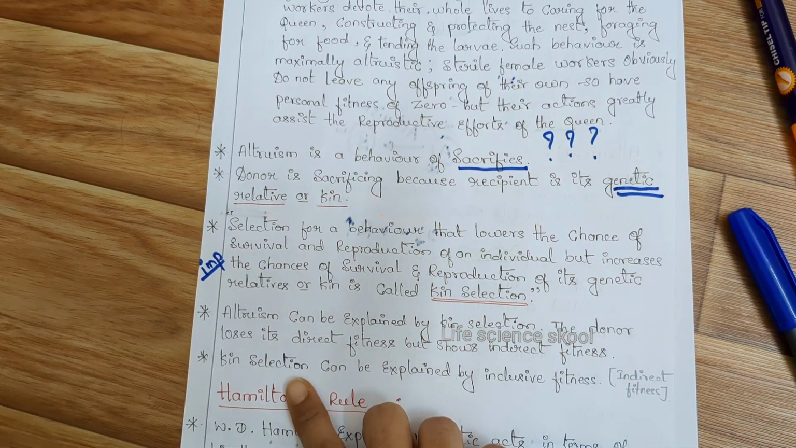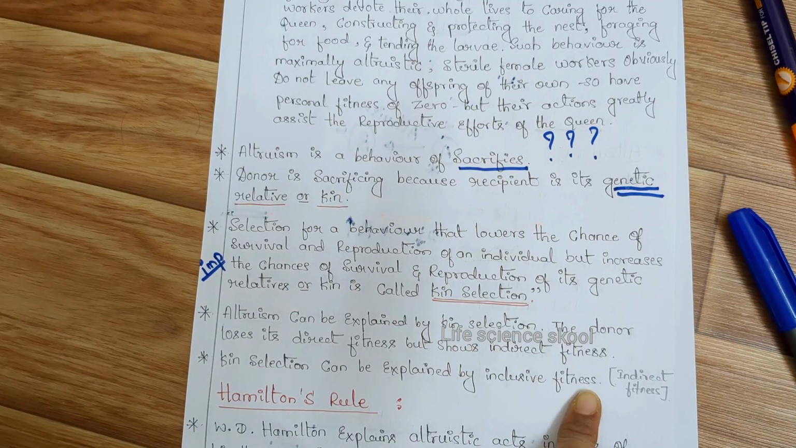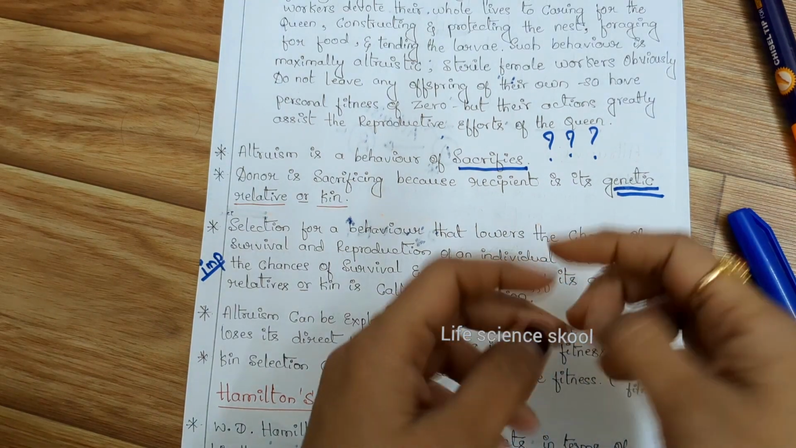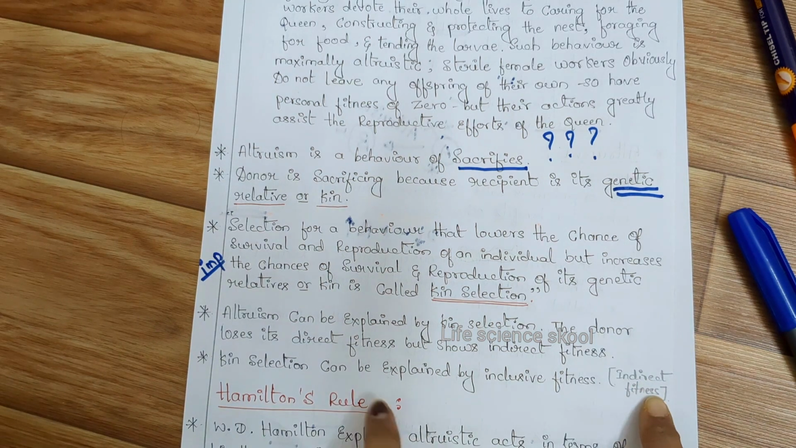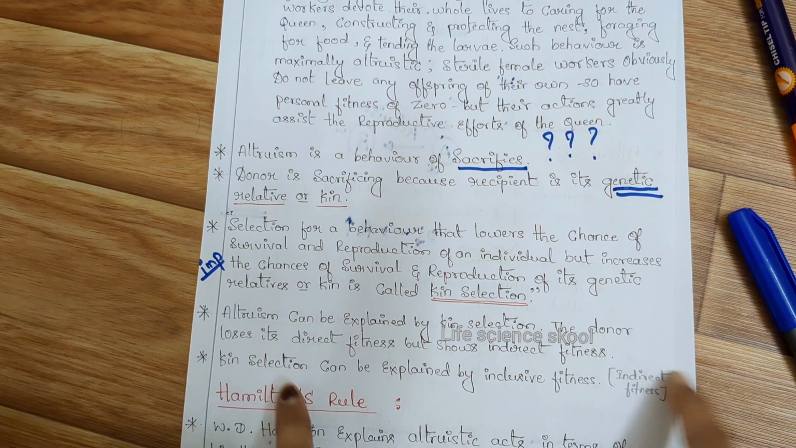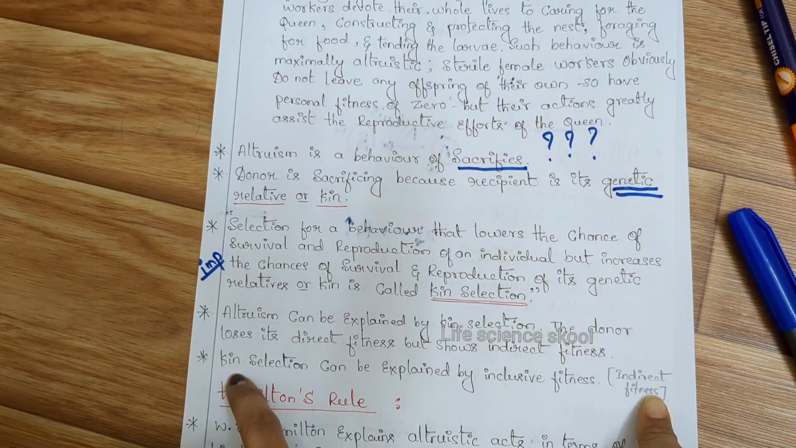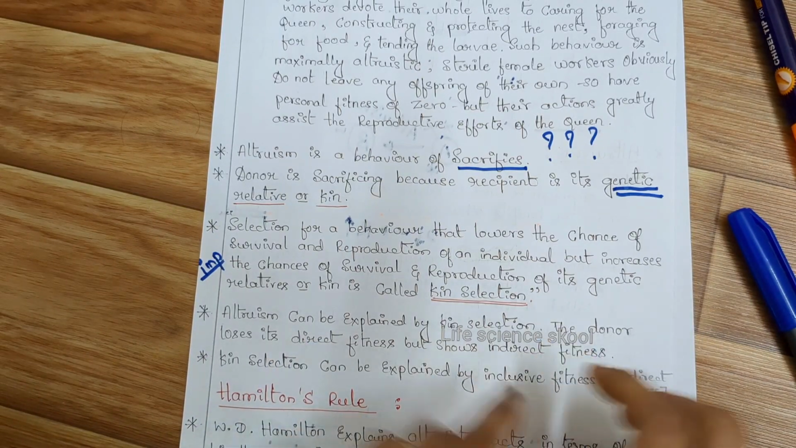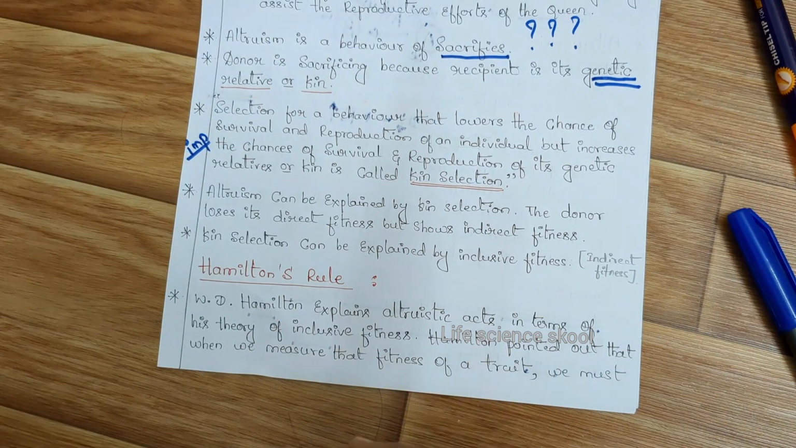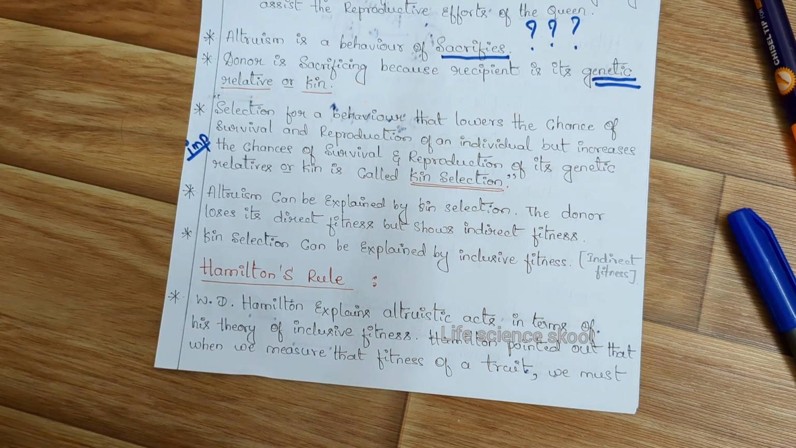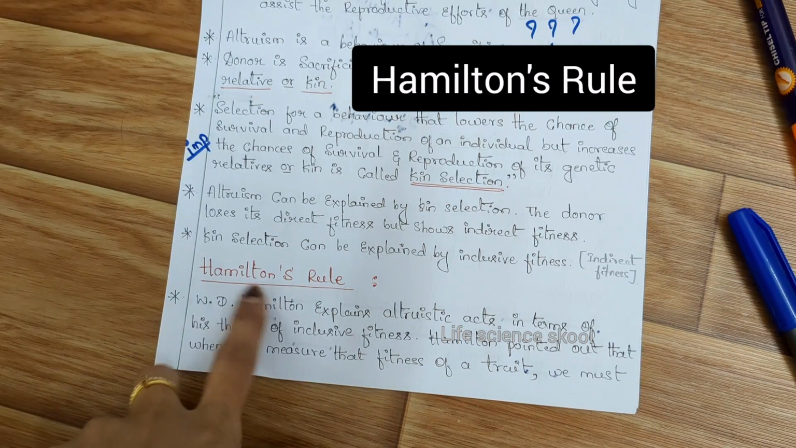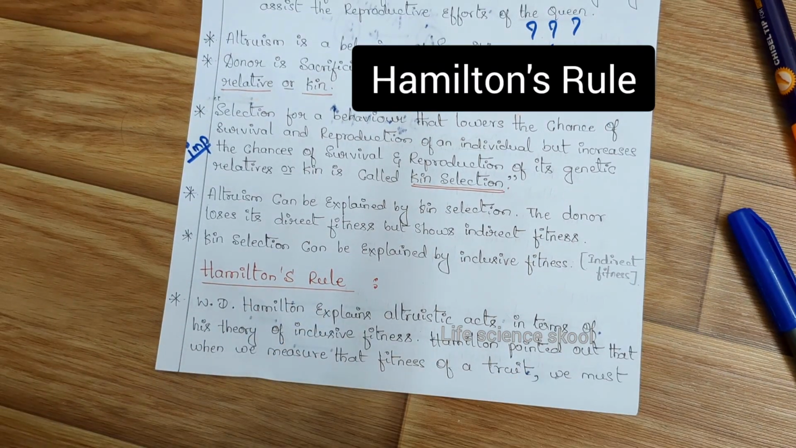Next point: kin selection can be explained by inclusive fitness. Inclusive fitness means it contains both direct fitness and indirect fitness, and it depends mostly upon indirect fitness. Which one? Kin selection. And kin selection was beautifully explained by a scientist called W.D. Hamilton. He gave a rule, and that rule is named after him, called Hamilton's rule. Let us look at what it is.